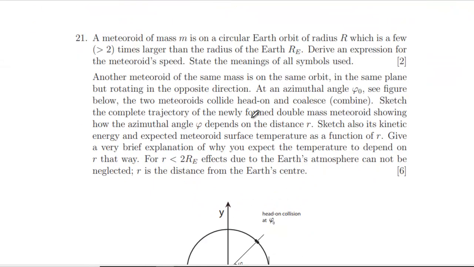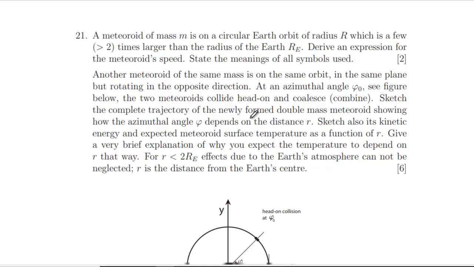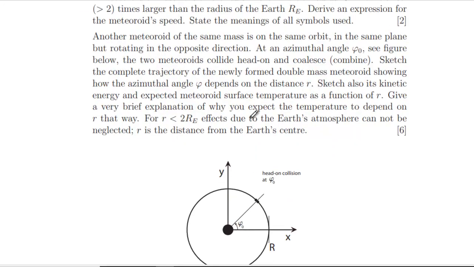Right, question 21. A meteoroid of mass m is on a circular Earth orbit of radius r, a few times larger than the radius of Earth. Okay, so it's not hitting anything weird.